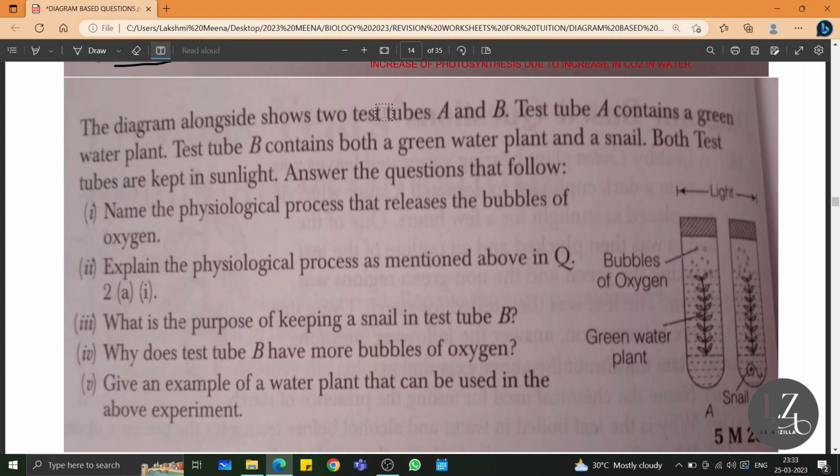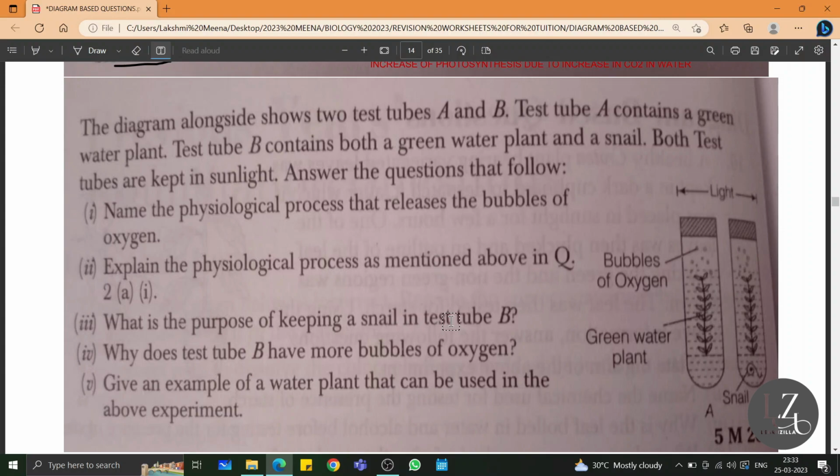They are asking the physiological process: name the process that releases the bubbles of oxygen, explain the physiological process, and define what is the purpose of, this is the interesting part. Okay, and why, give reason, and name the plant, a water plant. Usually this water plant which you see is hydrilla. So three of the questions have been repeated, but two are slightly application oriented.